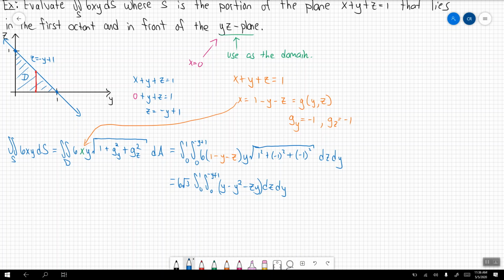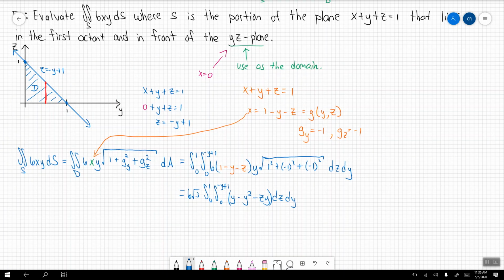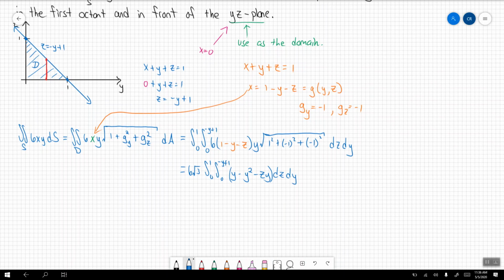So what I want you to do is take time and evaluate this double integral. If you want to, go ahead and pause the video and evaluate it. I will give you the answer, but again, I want you to try to solve this double integral on your own. Alright? So the answer that we see here should be root 3 divided by 4. It's not a bad answer.